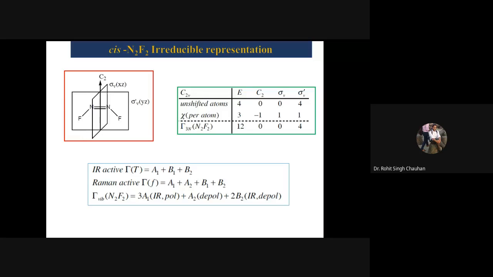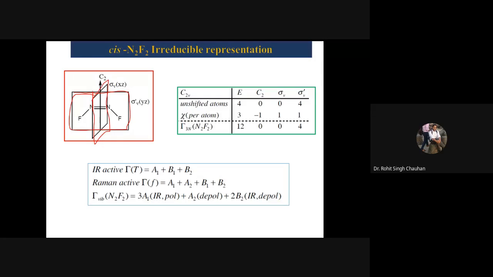Now, if you will see, this is C2. This is the mirror plane which contains the whole molecule. You see this. And this is another mirror plane which is dissecting through the double bond. So how many symmetry elements are present?